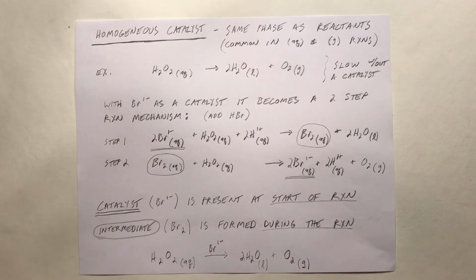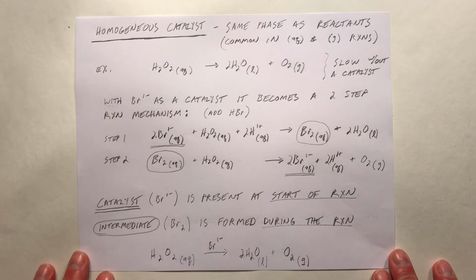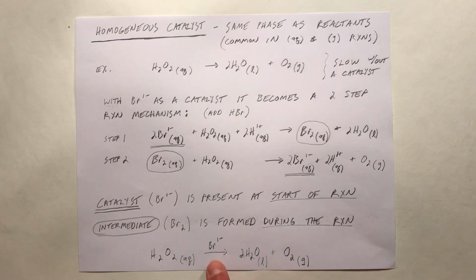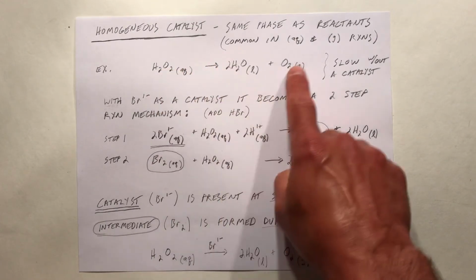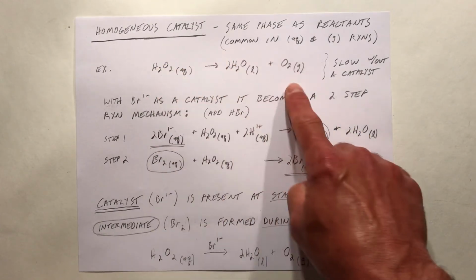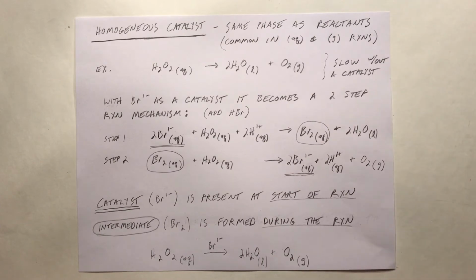Now if we want to symbolize a catalyst in a chemical equation, what we do is we put the catalyst above the arrow like this. So if there's nothing above the arrow, this would represent an uncatalyzed reaction, and again that would be slow. And if we have that above the arrow, that's a catalyzed reaction, and we could expect that to be a faster reaction.